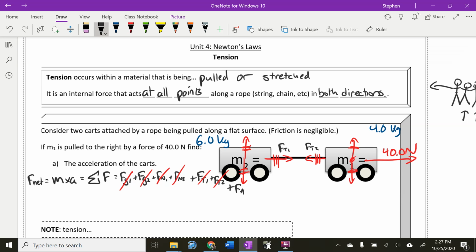Once we've done this analysis of it, we recognize that our formula is just going to boil down to the following: M times A equals our applied force. And when we're talking about the net force, it's important to recognize what object we're referring to. So I'm going to draw a box around the object that we're referring to.